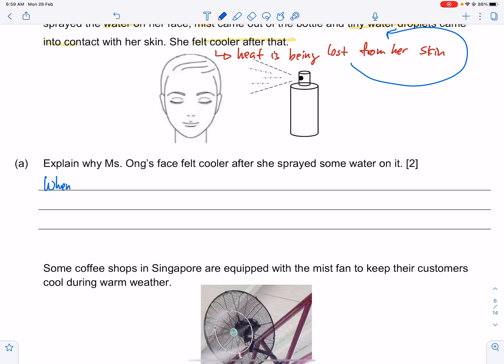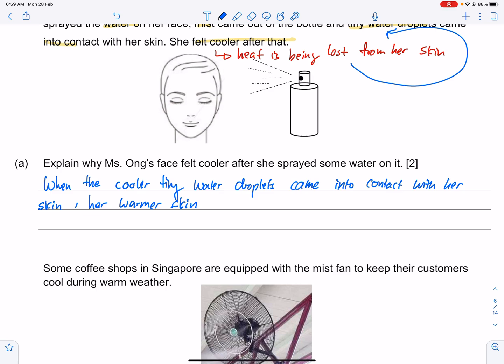Right, so when the cooler tiny water droplets came into contact with her skin, her warmer skin, remember we talk about warmer and cooler surfaces, loses heat to the water droplets, allowing or causing the water droplets to evaporate.